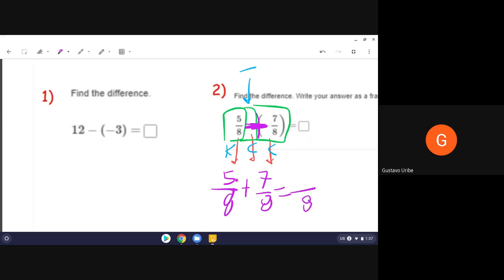Denominator stays the same because the same denominator means we can add. 5 plus 7 is 12. And then it wants it in simplest form. So we go ahead and divide the top and bottom by 4. So this would be 3 over 2.